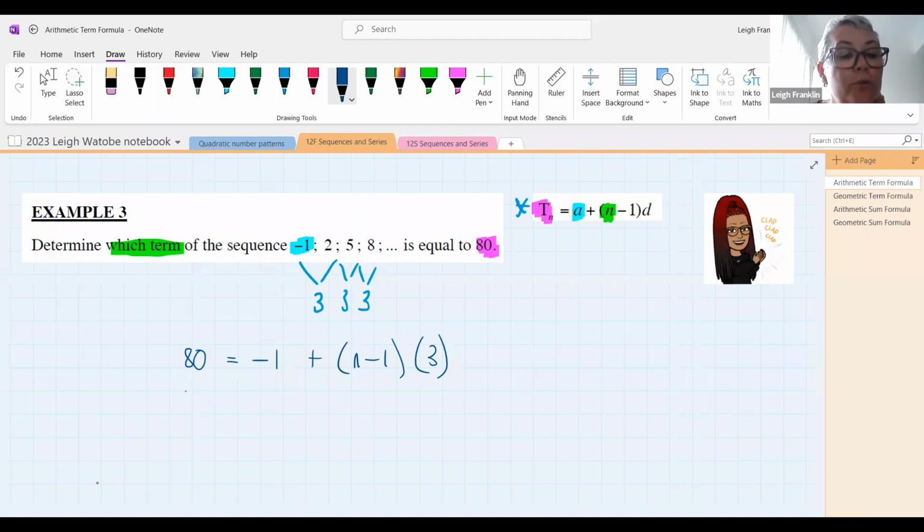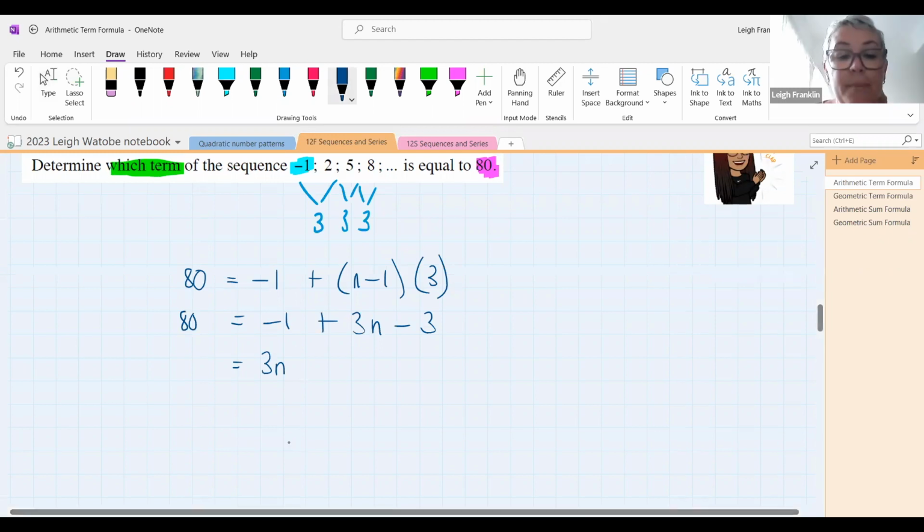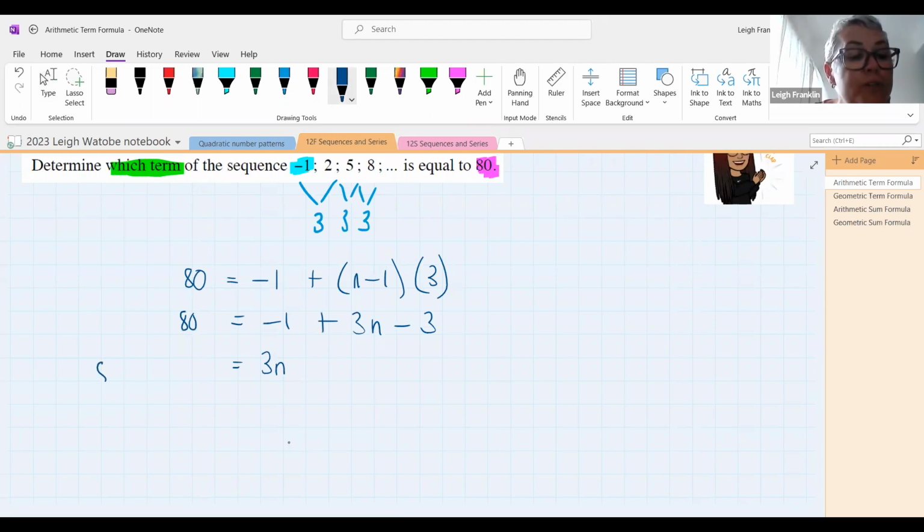So we've got to expand our brackets. Be careful of signs. I'm going to leave my 3n this side because it really doesn't matter which side it is, and I'm going to take my terms all over to the same side. So it's got to be +1 plus 3. That means that 3n is going to be equal to 84 in this case.